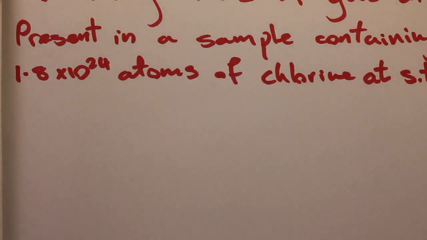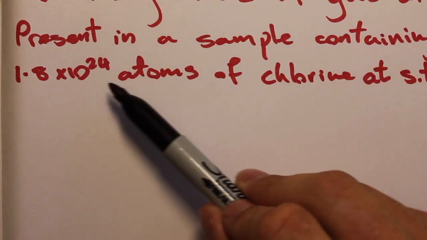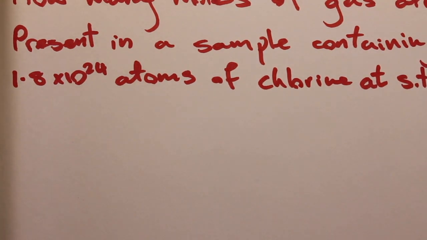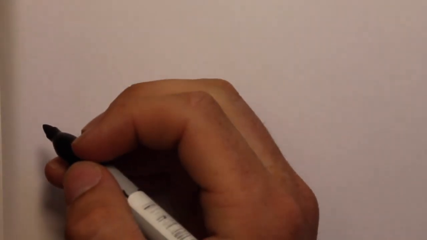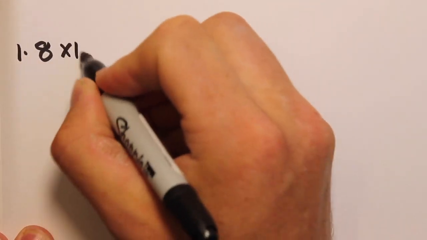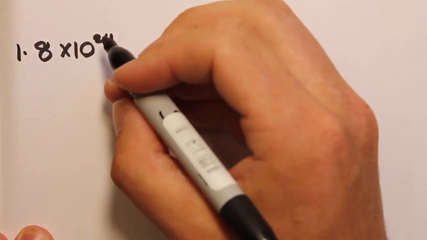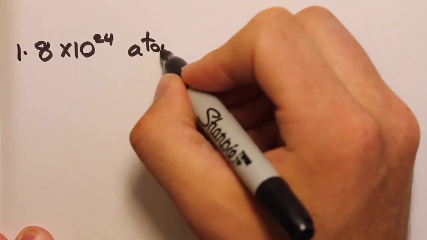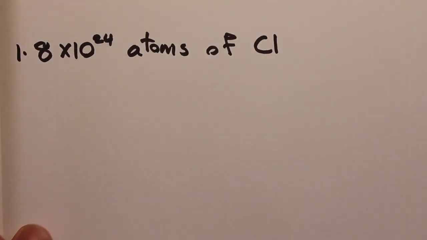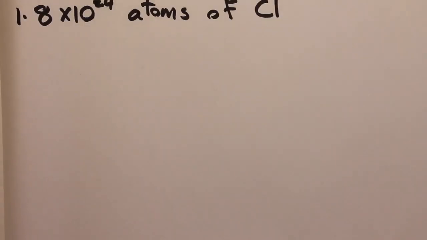So the next question is asking us how many moles of gas are present in a sample containing 1.8 by 10 to the 24 atoms of chlorine at standard temperature and pressure. We'll pick out our key information. So we're told that we've got 1.8 by 10 to the 24 atoms of Cl, of chlorine.